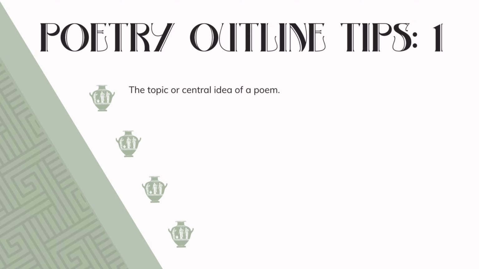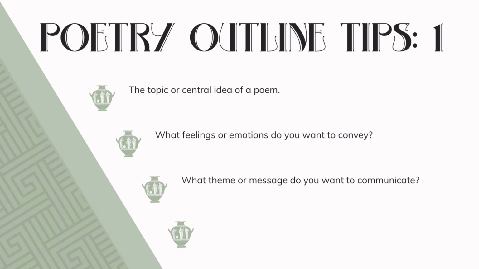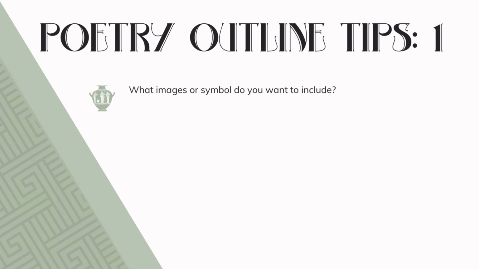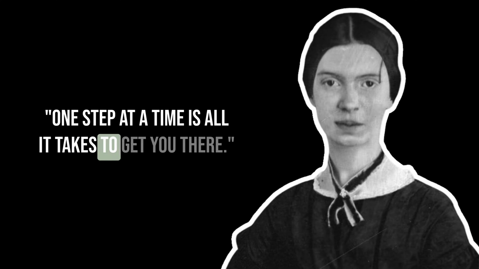The topic or central idea of the poem. What feelings or emotions do you want to convey? What theme or message do you want to communicate? The poem's overall structure, such as stanzas, rhyme schemes, etc. What images or symbols do you want to include? One step at a time is all it takes to get you there.